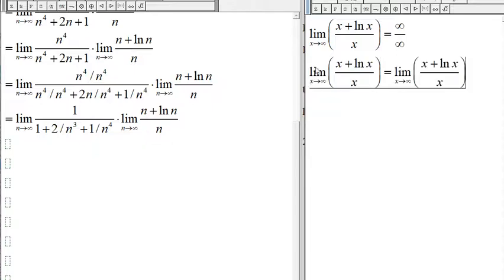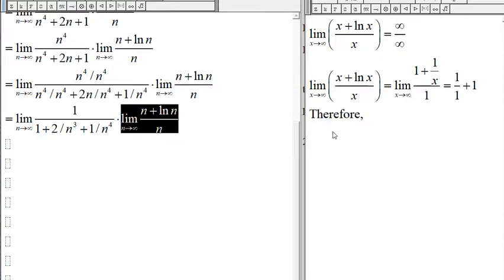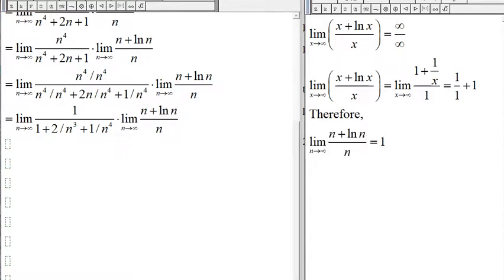this is the same if we take the derivative of the top and the derivative of the bottom. So the derivative of x is just 1. The derivative of ln x is 1 over x. And then the derivative of x is 1. And as x approaches infinity, this will go to 0, and then we get 1 over 1, which is 1. And therefore this part right here is equal to 1.